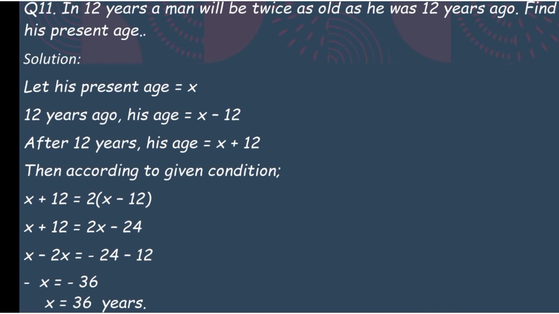Now shift this 2x towards the left hand side and it becomes x minus 2x. Also shift this 12 towards the right hand side and it becomes minus 24 minus 12. Now subtract this 2x from x and you get minus x. Now minus 24 minus 12 equals minus 36. Both the signs will get cancelled, and we end up with x equals 36 years. So the man's present age is 36 years.